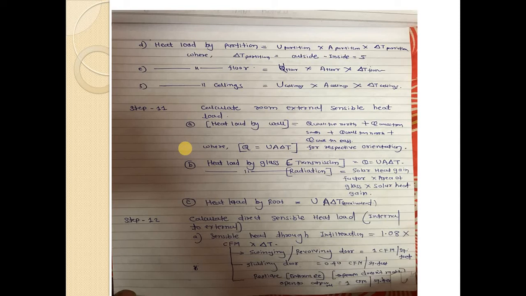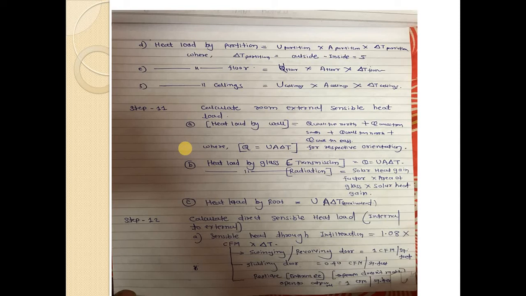Now the next important 12th step is to calculate the direct sensible heat load. In that, we have to consider internal to external. First of all, the sensible heat through infiltration. The sensible heat through infiltration is calculated using the formula with the multiplication factor 1.08, that is the ref factor, into CFM into delta T.